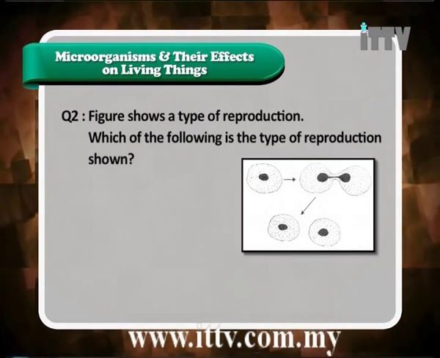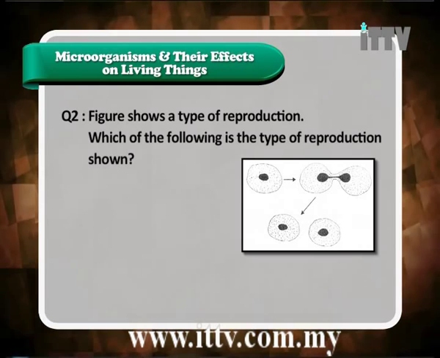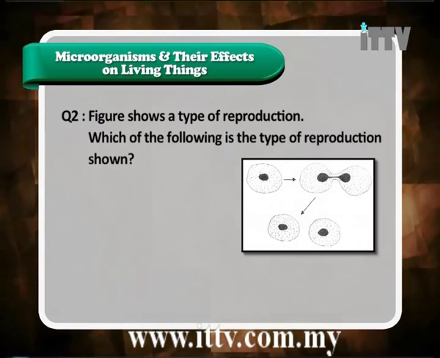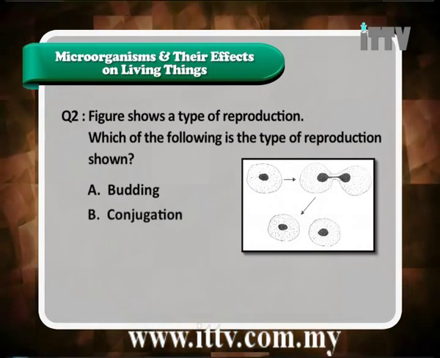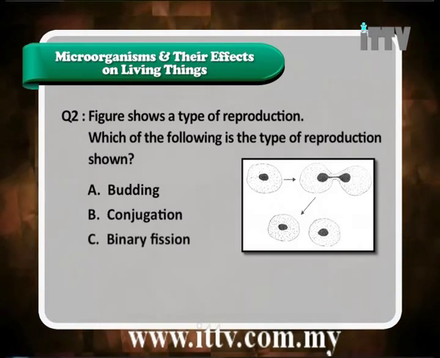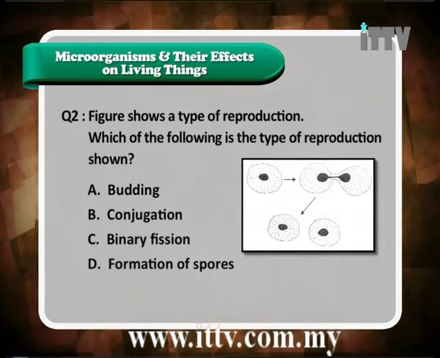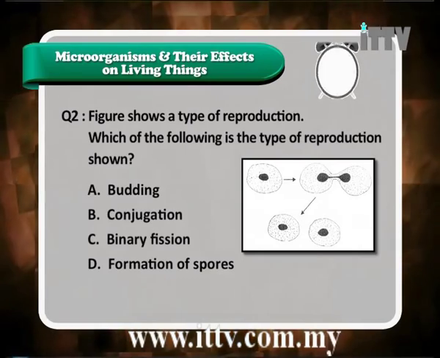Question 2. Figure shows a type of reproduction. Which of the following is the type of reproduction shown? A. Budding, B. Conjugation, C. Binary fission, D. Formation of spores.